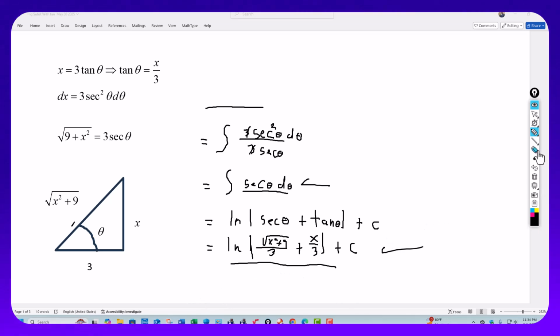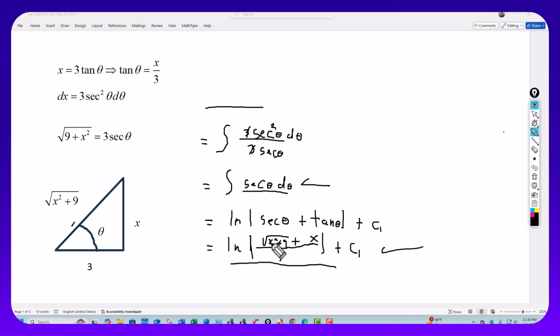But let me take another step here. Both of these terms have a denominator of 3, so let's put them into one fraction. I could write it this way. I'm going to call this constant of integration C1, since I haven't changed it. And then there's a plus here.